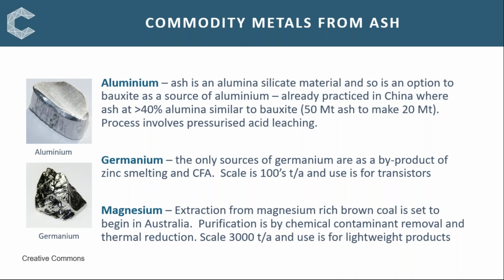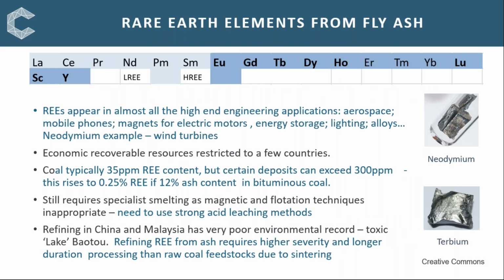Fly ash is one of two sources of germanium, which is important in the manufacture of transistors, and a new process is under development in Australia to recover magnesium from lignite, which is useful in lightweight structures. So there are a number of initiatives on commodity metals. But perhaps the more exciting area at the moment is in the recovery of rare earth elements.